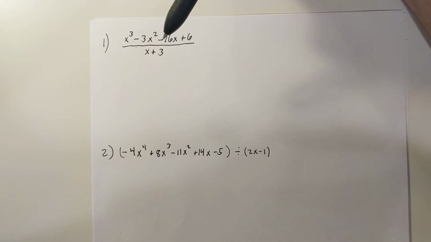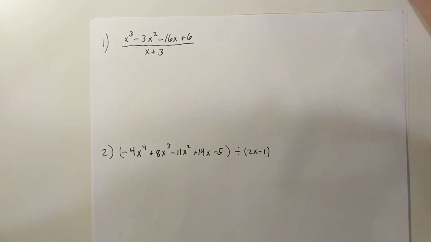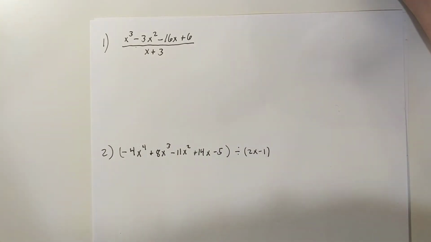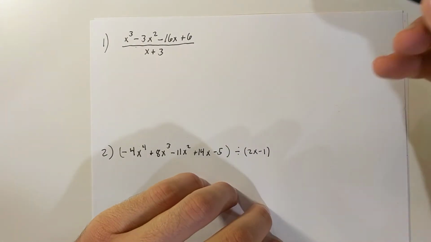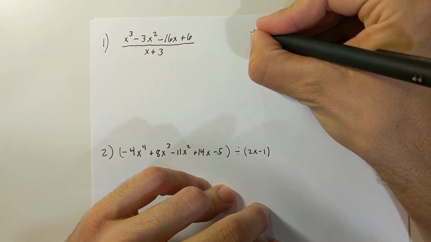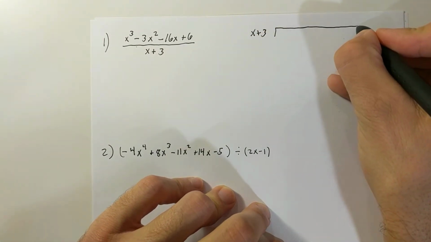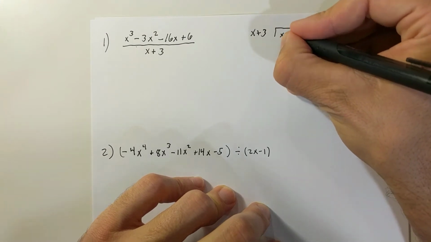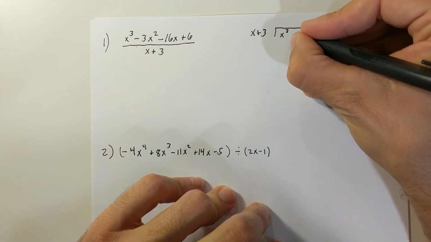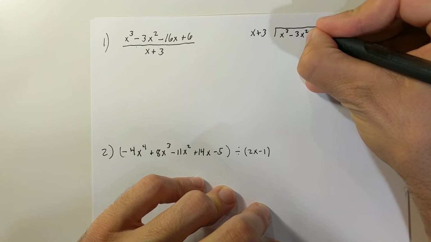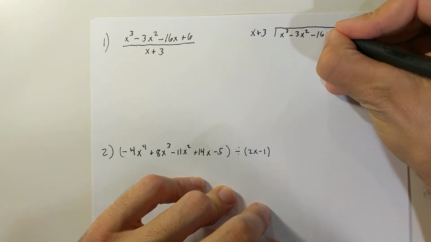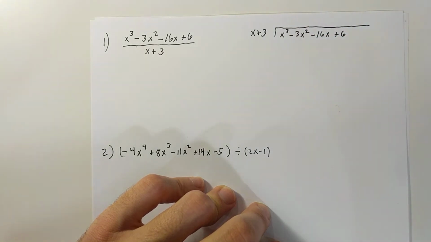So let's just go through the first one. We're going to use the basic idea of long division, which you learned a long time ago. It uses the same idea where we write it out as x plus 3, and then we use our divide sign, right? And inside we write what we're dividing. So x cubed minus 3x squared minus 16x plus 6.